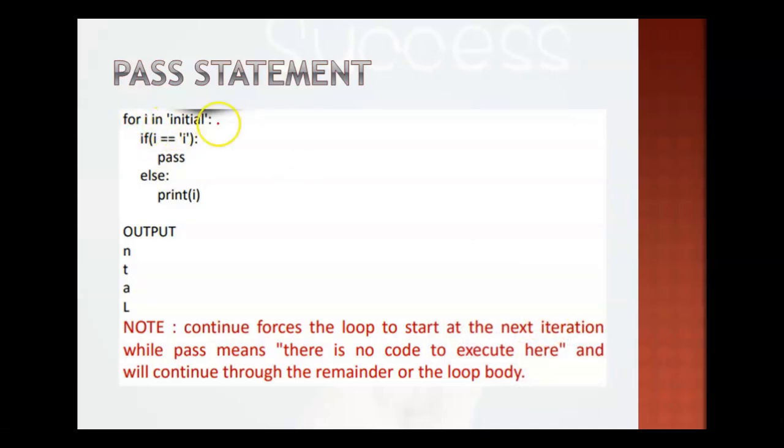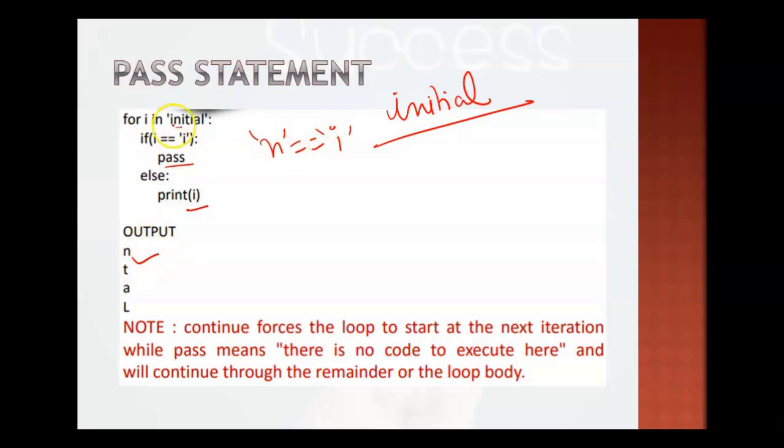So please check again, we have a string here which is initial. Initial is the name of the string. Please check, if i is equal to i, then it will be passed, so nothing is going to work. Then next is n. Is n equal to i? No, so then n will be displayed. Then again i is there, so this will be passed. And then t is displayed, then i is there, so this will be passed. Then a and then l. So this l is small only.